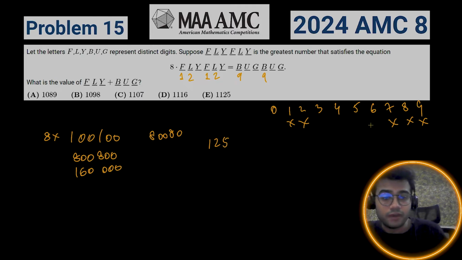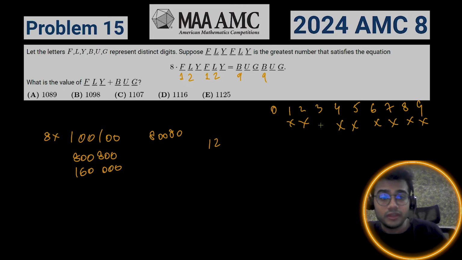Let's try 5. 8 times 5 is 40. 8 times 2 is 16 plus 4 is 20. See, again, two zeros. We can't have repeated digits. So 5 is also not a possibility, and we can remove that as well. Let's do 4. So 4 times 8 is 32. Well, again, violation, because we already have a 2. So 4 is also not a possibility.